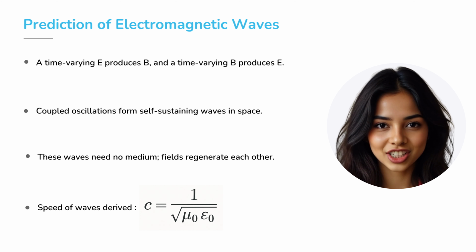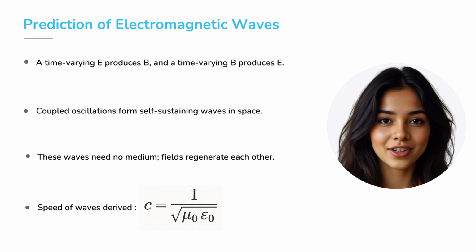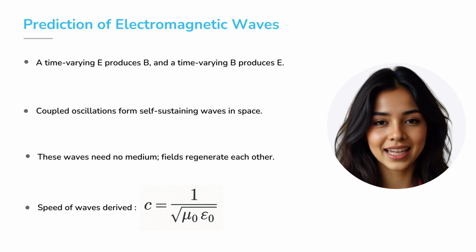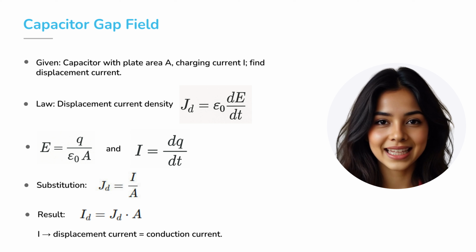Even more astonishing, when Maxwell calculated the speed of these waves, c equals 1 divided by the square root of mu naught times epsilon naught, he found it matched the measured speed of light. That's when the world realized light itself is an electromagnetic wave. How cool is that? Let's test this with an example.